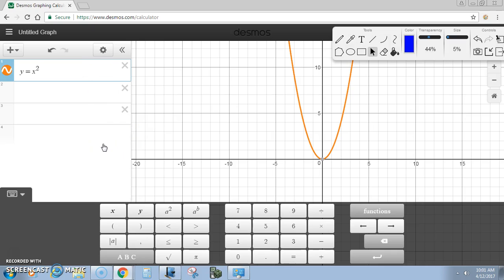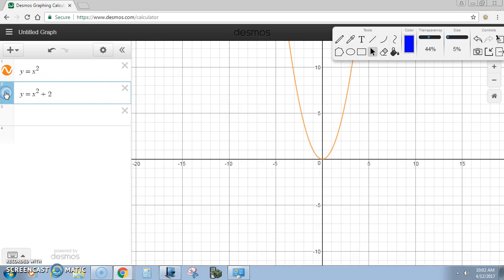There's my quadratic, positive quadratic. Let's see if you know how to shift it. If I want to shift it up 2, what do you think I'm going to do? And I hope in your head you're saying, oh, you add 2 at the end of the equation. Let's see what happens. Let's change it. Now we have y equals x squared plus 2. Boom.